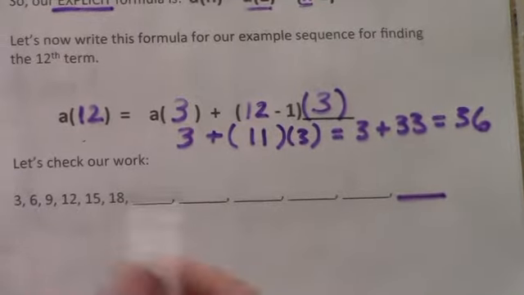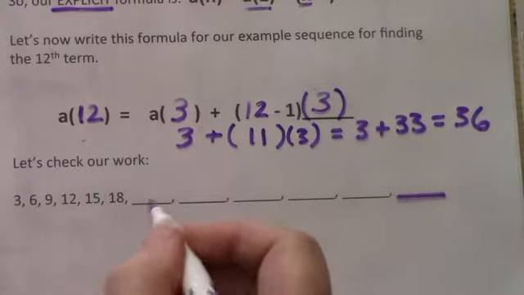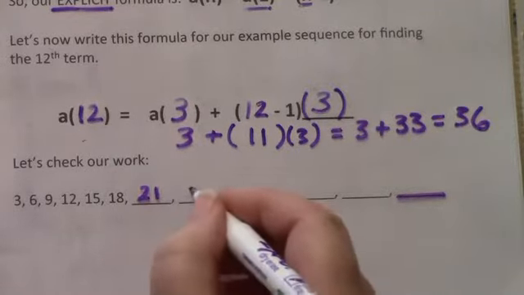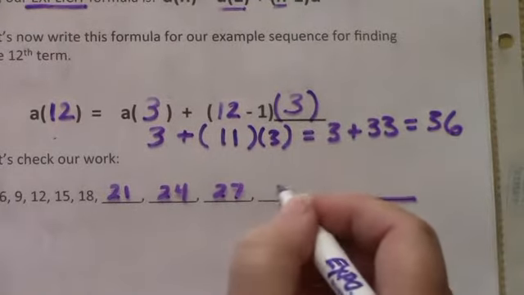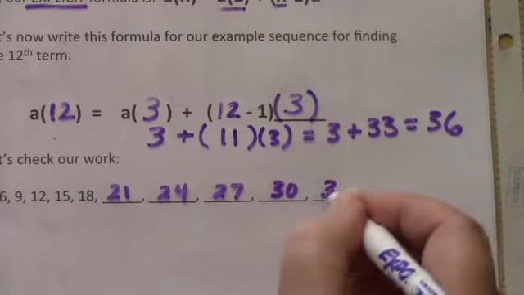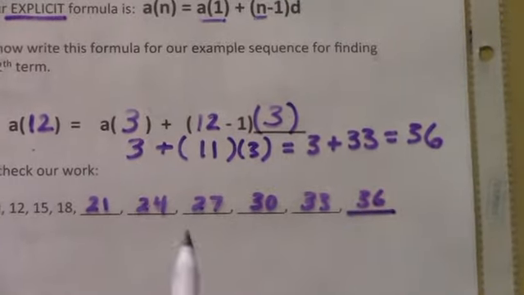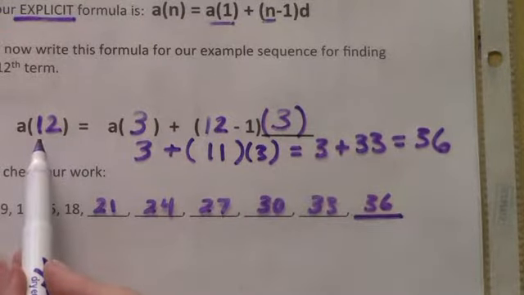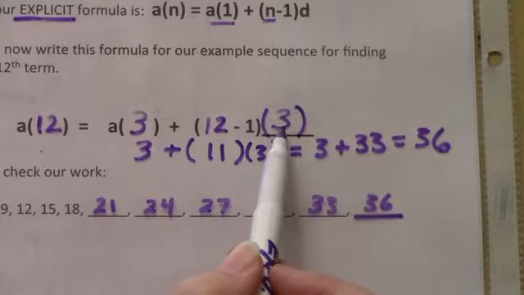Let's check and find out. If we're adding 3 to each number, 18 plus 3 will give us 21, plus 3 is 24, plus 3 is 27, plus 3 is 30, plus 3 is 33, and plus 3 is 36. So we indeed did find the 12th term in this list when our difference was a plus 3.